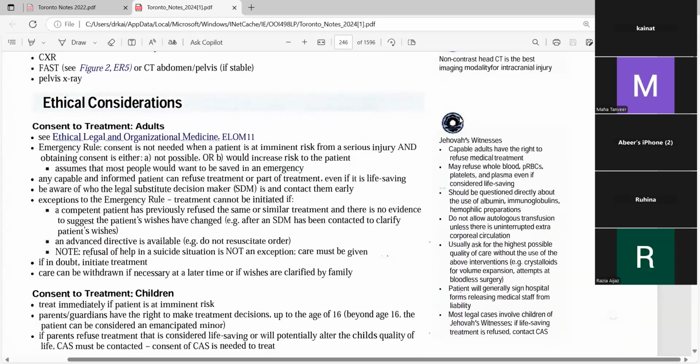Emergency rule: consent is not needed when a patient is at imminent risk from a serious injury. So we just start stabilizing the patient, and obtaining consent is either not possible or would increase the risk to the patient. But suppose there is a person who can give consent for that patient, like a legal guardian, then in that case we do need to consider that person's wishes and what they're saying.